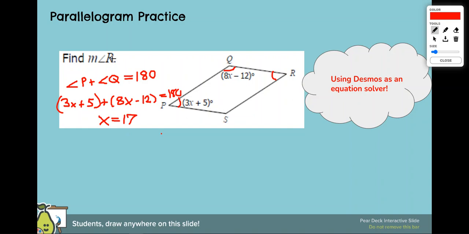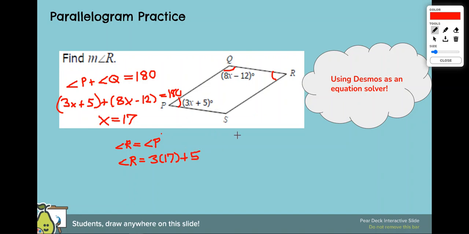Now that's not what it asked me though. It's asking for the measure of angle R. Now I know that the measure of angle R is actually equal to the measure of angle P because they are opposite angles, which are congruent in a parallelogram. So I know angle R is going to be equal to the measure of angle P, which is 3 times 17, we solved for x, plus 5.